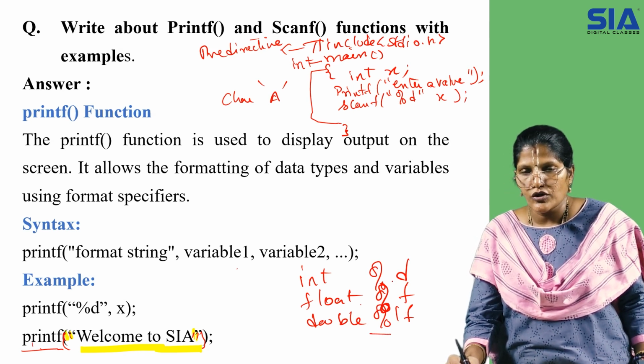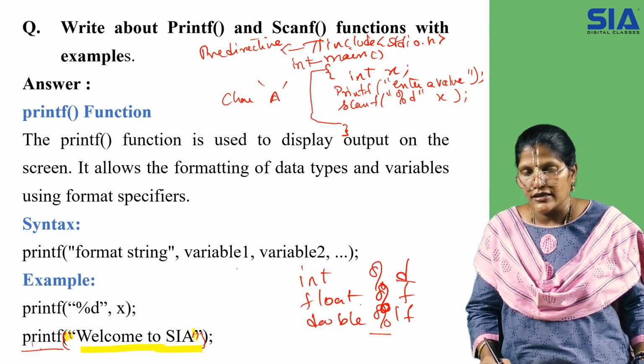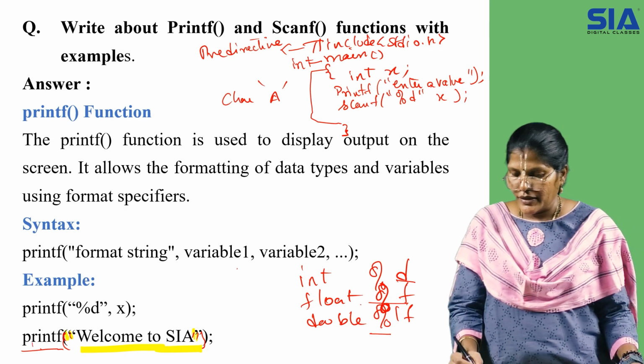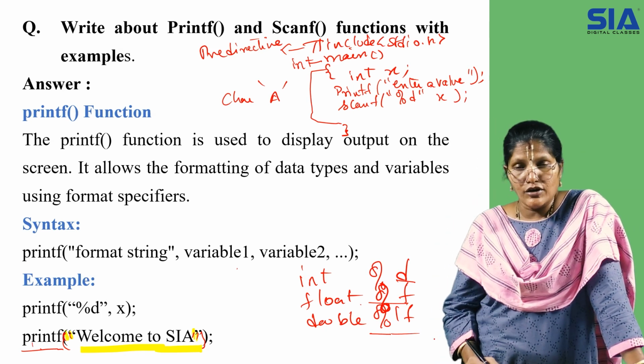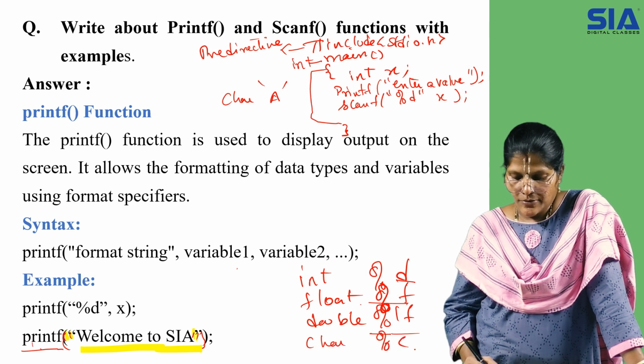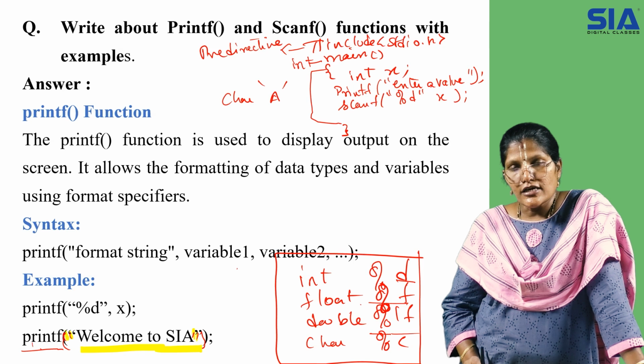For example, if you want to print an integer onto the screen, then you have to take %d. When you want to print a floating value, you take %f. When you want to print a double value, it is %lf, like long float. When you want to take a character, it is %c. So these are the different primary specifiers with which we work.